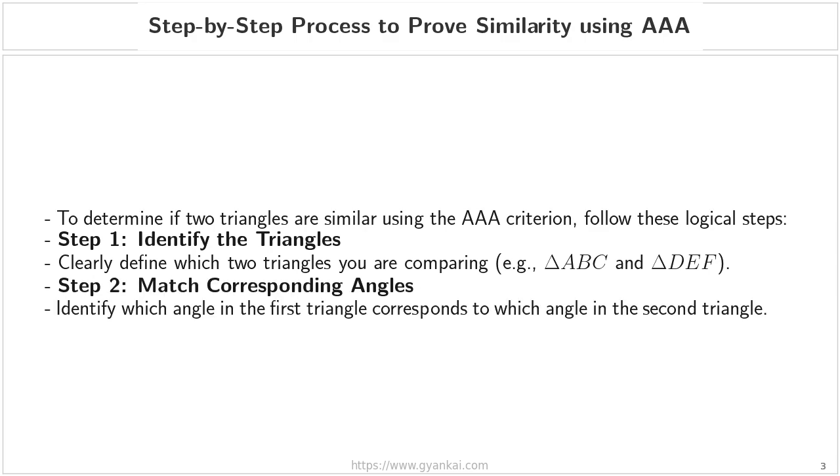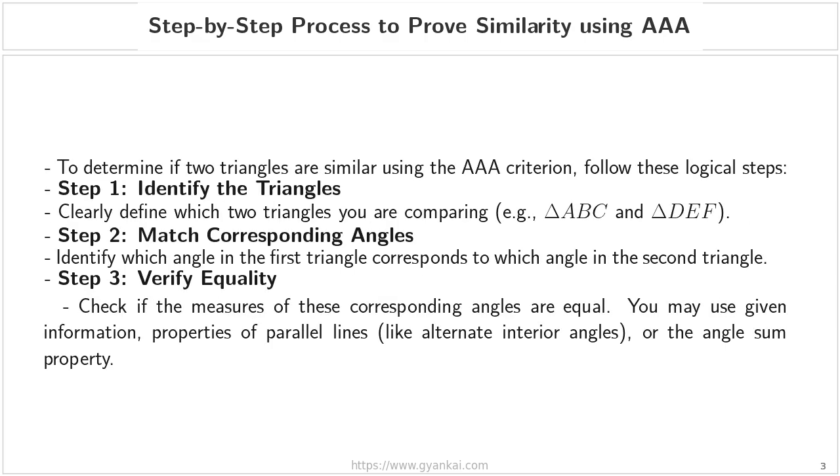Next, Step 2, match corresponding angles. This is a crucial step. You need to look at both triangles and determine which angle in the first triangle corresponds to which angle in the second triangle. It's all about finding the pairs. Moving on to Step 3, verify equality. Once you've identified your pairs, you must prove they are actually equal. You won't always be given the angles directly. You might need to use given information, or perhaps use properties of parallel lines, like finding alternate interior angles, or even use the angle sum property to find a missing value.